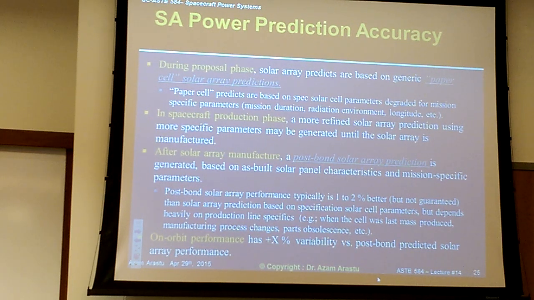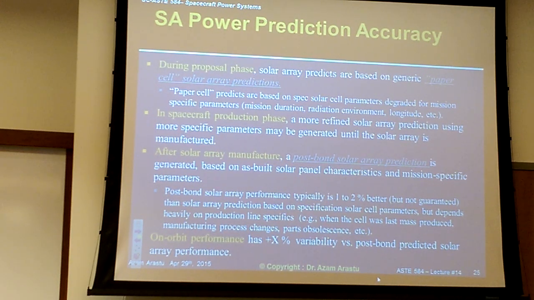Then after the solar array is manufactured, we do what is called a post-bond solar array prediction. That means we've laid all the cells out, and then we do a LAPSS test. We take a solar array and shine a special simulator on it, basically a sun simulator, and you build IV curves. I have an IV curve for every cell, and we match each and every cell to make sure I have a nicely optimized circuit. Then we finally build the whole panel, we flash it, and we record an IV curve of each and every circuit.